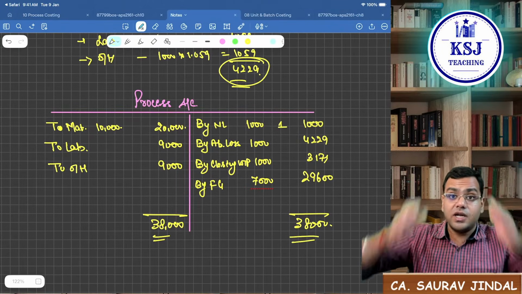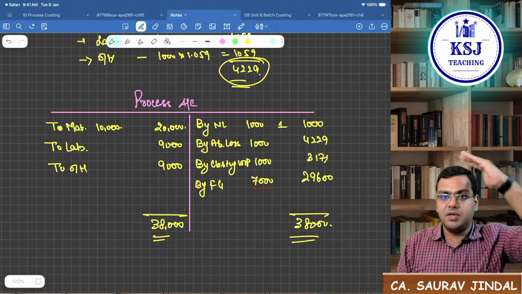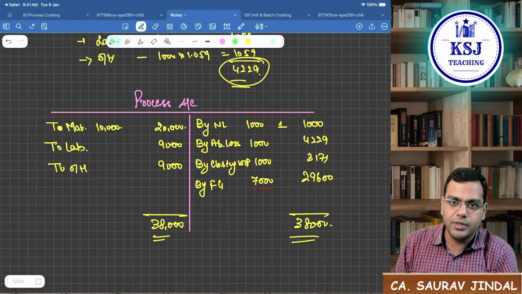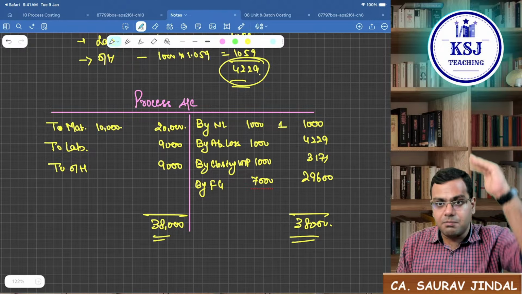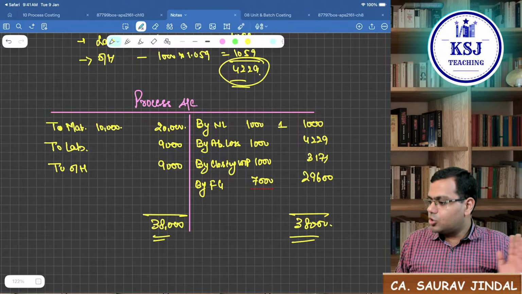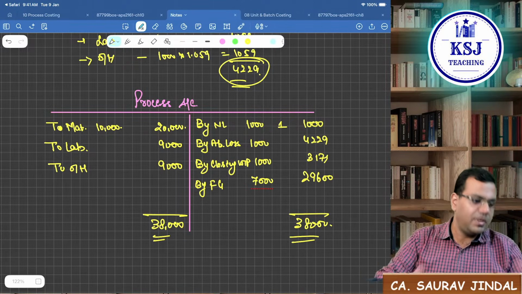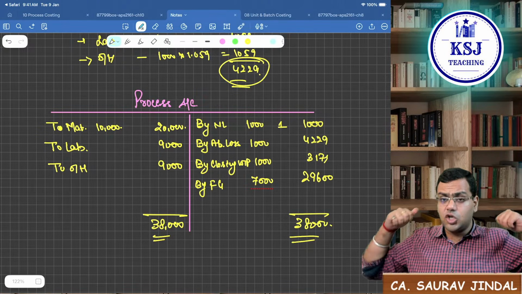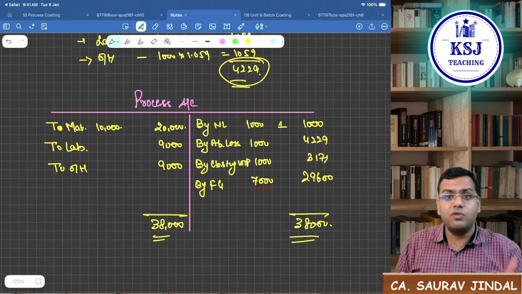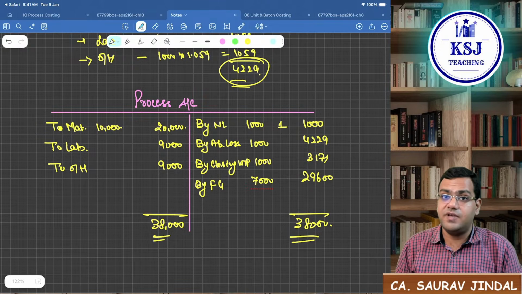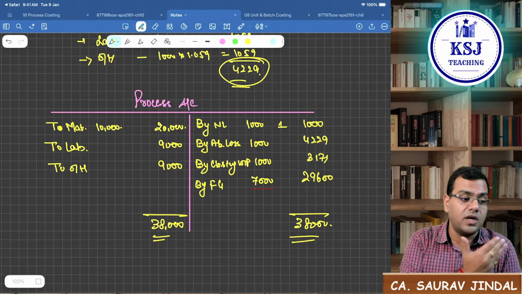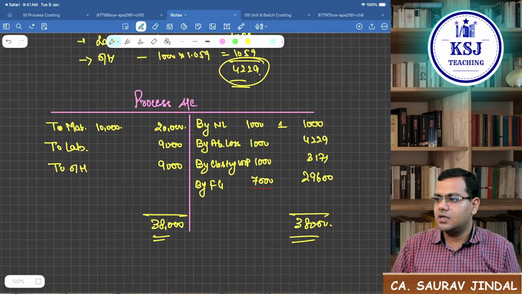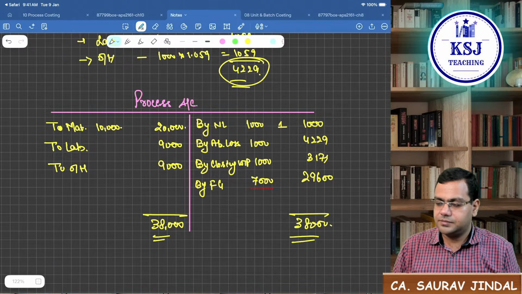So this is your complete question from statement of equivalent production to statement of cost per equivalent unit to valuations to process account. This is the complete process. Go through this complete process and tell me if you have any doubts. If you have understood this, then after the break we'll do FIFO method and weighted average method, where there will be the entry of opening WIP.